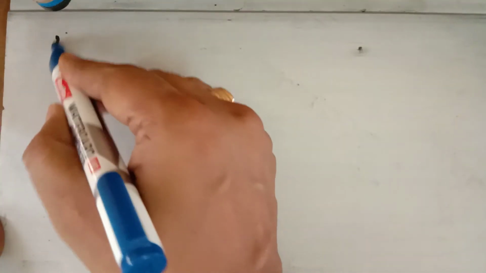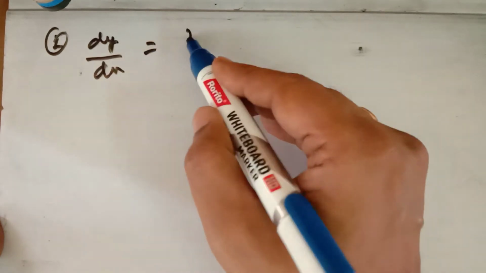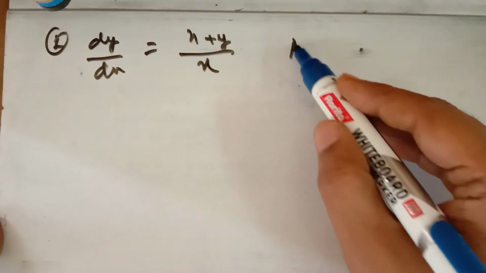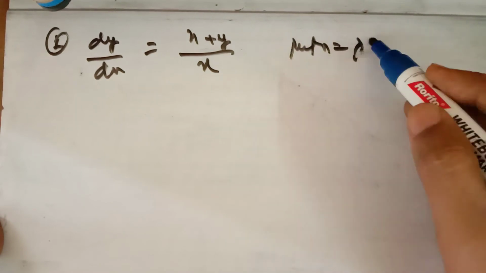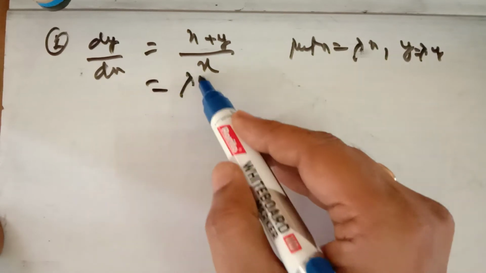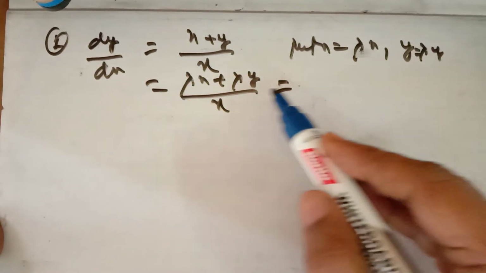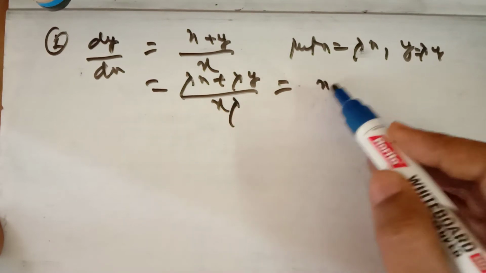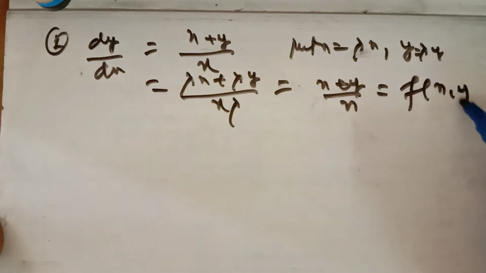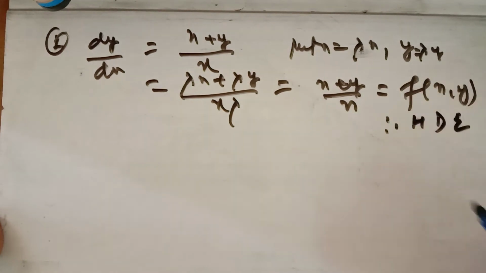Let us take another. We have dy upon dx is equal to (x plus y) upon x. Now if we put x is equal to lambda x and y is equal to lambda y, you will get (lambda x plus lambda y) upon lambda x, which is x plus y upon x, which is equal to f(x, y). Therefore it is a homogeneous differential equation.